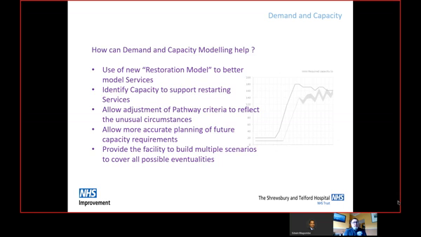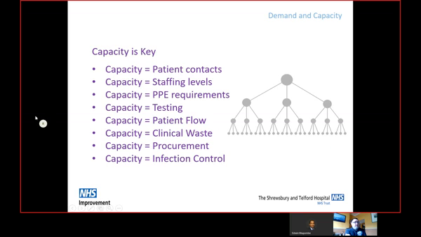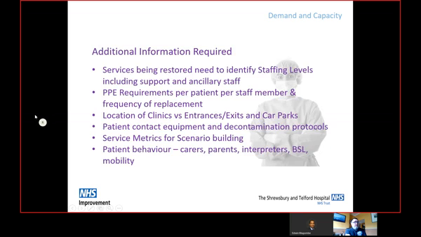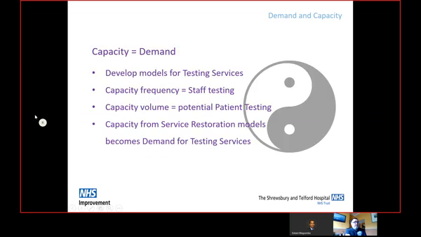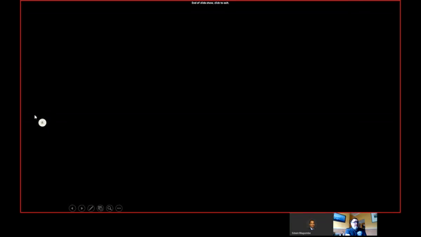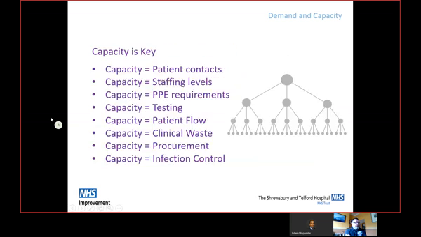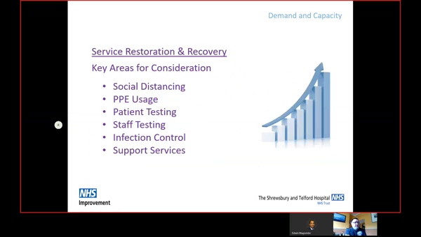I just jumped ahead one. I'll just move that back. Apologies, the slides seem to have a life of their own at the moment.